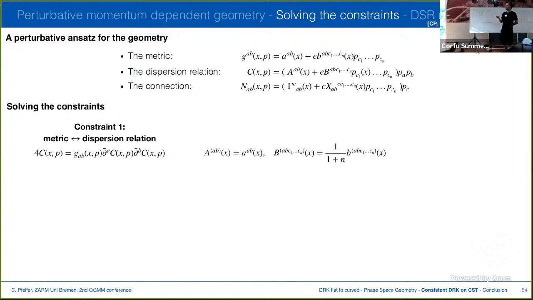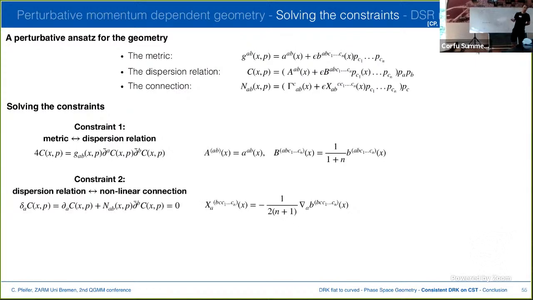So let's look at the first constraint. You can solve it perturbatively, and what you find is, so this intertwines the metric and the dispersion relation. We assumed them to be independent a priori. So you find that this coefficient here and this coefficient are identical, and this perturbation here and this perturbation are basically proportional to each other, where the power of the polynomial perturbation in the momenta plays a role here.